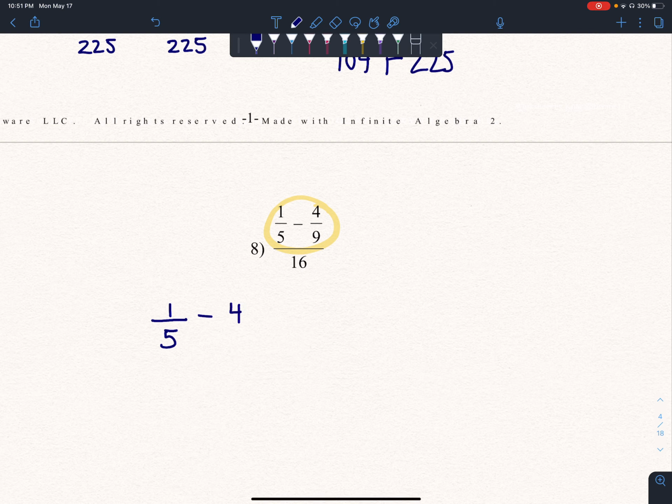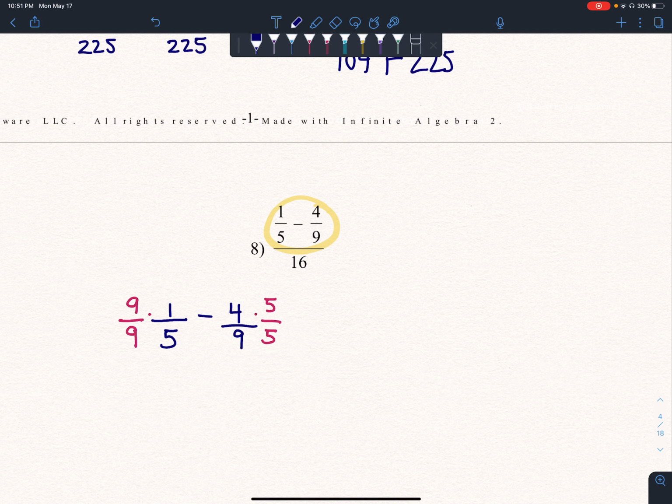So we have 1 over 5 minus 4 over 9, and we need our common denominator. So we're going to do the same thing we did in the other example. We're going to multiply the first fraction by 9 over 9, and we're going to multiply the second fraction by 5 over 5.